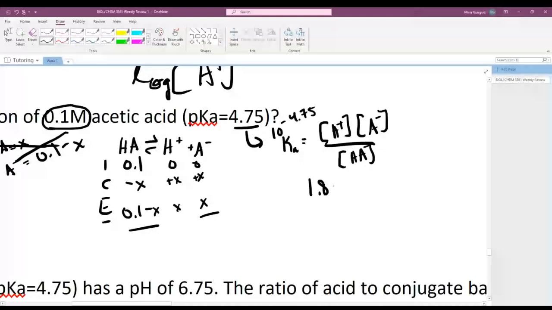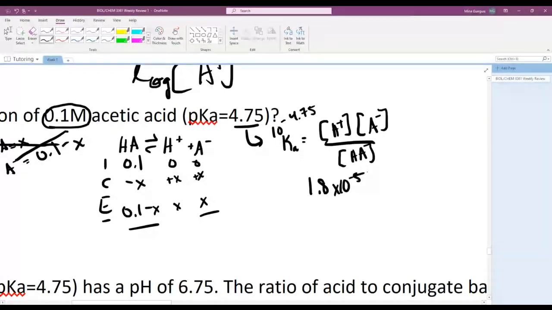Now plugging in the rest of these numbers, we have x for H plus, x for A minus, and then 0.1 minus x here, okay? At this point, we also have two ways we can choose to solve this. The small number approximation, or the small x approximation, and the quadratic formula, once we solve this all out. I don't want to use the quadratic formula. It's long, it's tedious, I hate it. So I want to try the small number approximation, okay?